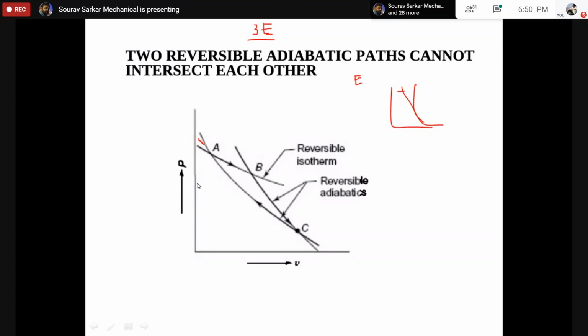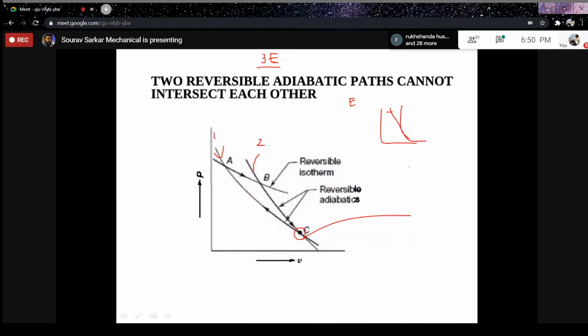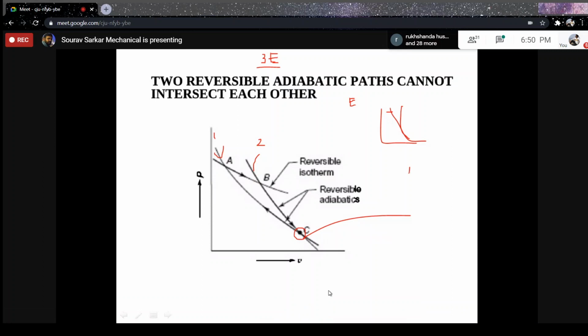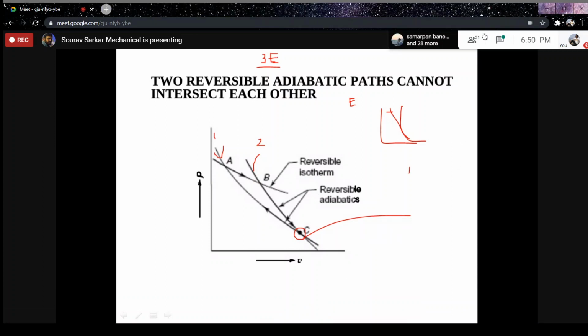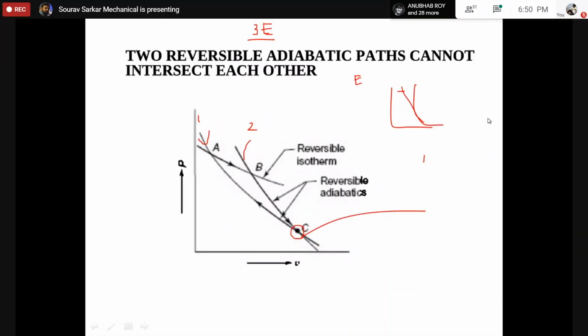This one is the first adiabatic curve, and this one is the second adiabatic curve. Now these two adiabatic curves are intersecting at the point C. So I am assuming that two reversible adiabatic paths are intersecting each other. This is the first assumption. Now I will prove that this is not possible. From that, I will establish that two reversible adiabatic paths cannot intersect each other. So that was the plan.